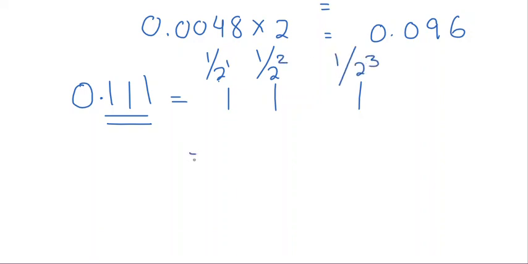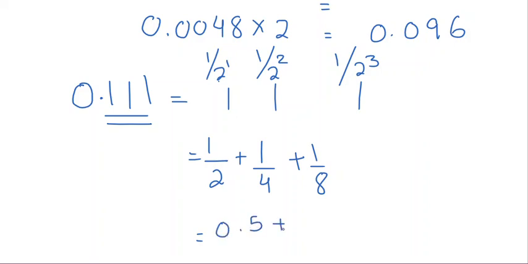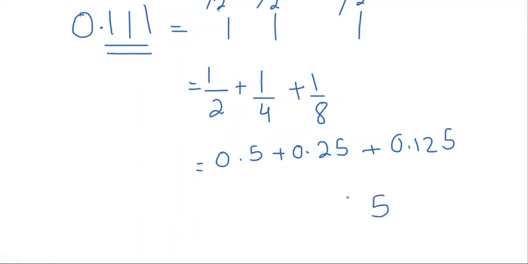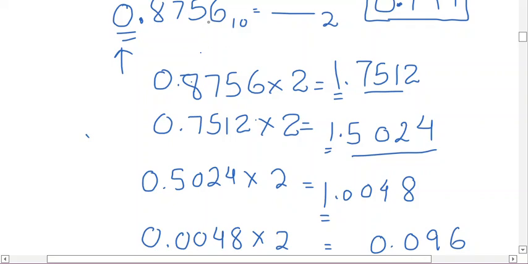Okay, so that will come up to be half plus quarter plus 1/8, and we get 0.5 plus 0.25 plus 0.125. Now if we add these numbers together, we get 0.5, then we have 0.75, and then we have 0.875. So this little 0.012 we lost in precision.